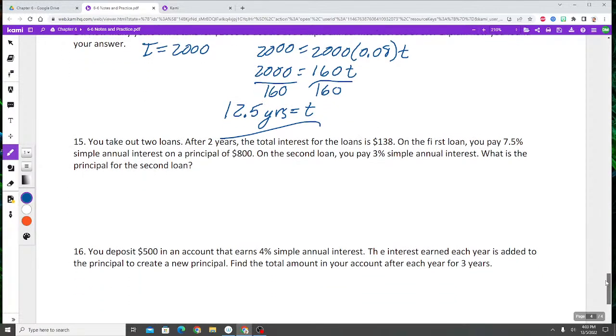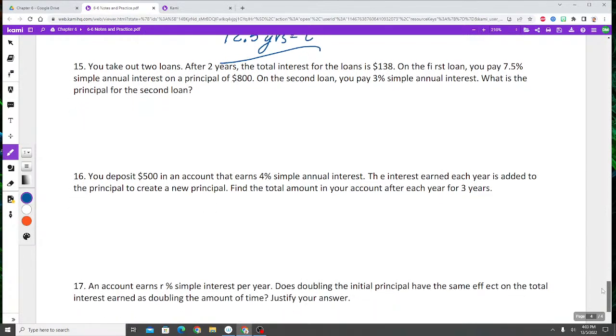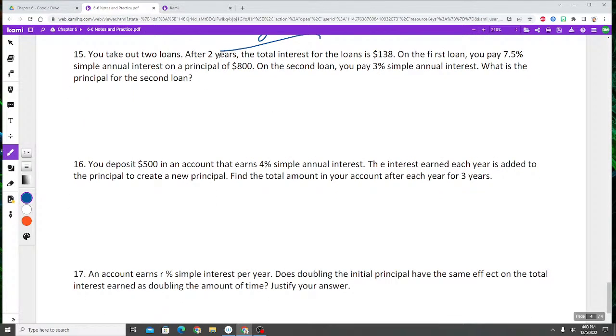That's for another time. So you take out 2 loans. After 2 years, the total interest for the loans is $138. On the first loan, you pay 7.5% simple annual interest on a principal of $800. On the second loan, you pay 3% simple interest. What is the principal for the second loan? So they give you a lot of information that you don't need. What you know is the total interest for the loans is $138. So here we go.